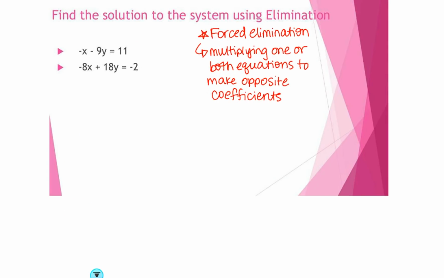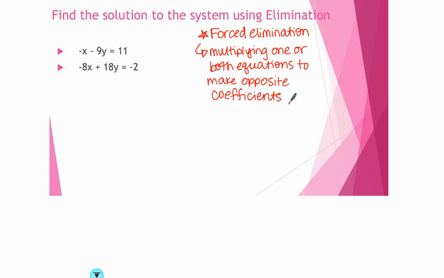Alright, so sometimes we get problems like this. Again, pause the video, write down these extra notes right over here. This is what we're going to call a forced elimination, where we have to modify one or both of our equations by multiplying in order to make those opposite coefficients. Alright, so pause the video, write that down, and then let's look at the system.